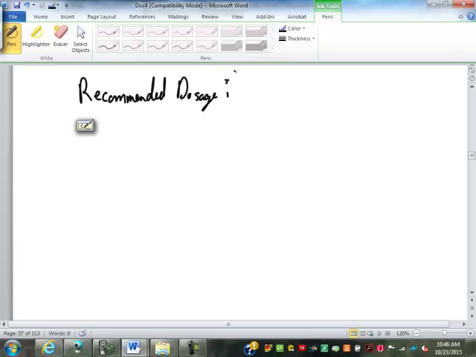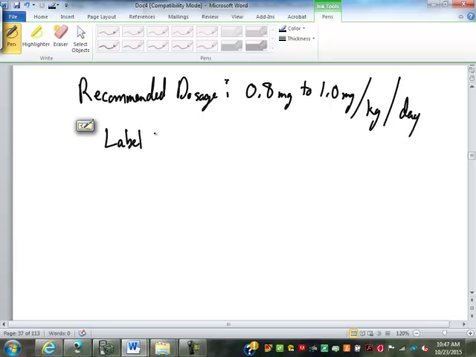So let's add just a little bit of a layer of complexity to this. Let's say we have a recommended dosage of 0.8 milligrams to 1.0 milligrams per kilogram per day. That recommended dosage may be on the label. It may be from some other reference. But on the label of the bottle, it says the concentration is 2 milligrams per 15 milliliters.